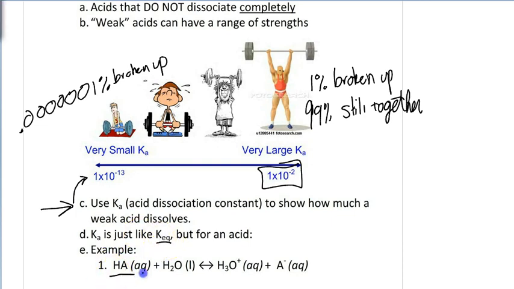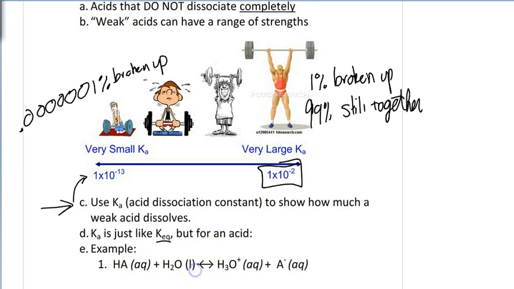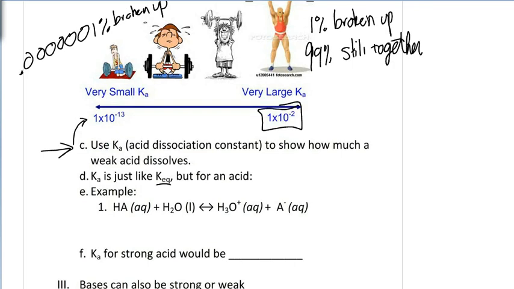So if we have an acid, HA, where A stands for whatever the anion is, and it reacts with water, which is a pure liquid, it's going to donate its proton to H3O plus and leave behind A minus, and the water will gain that proton and turn into H3O plus. This is the generic equation for an acid reacting with water. You can replace the A with whatever the anion is.